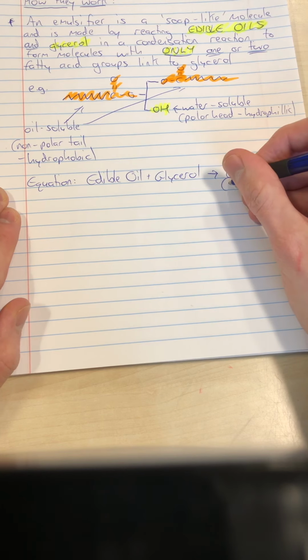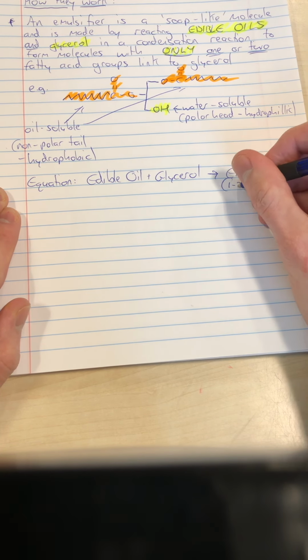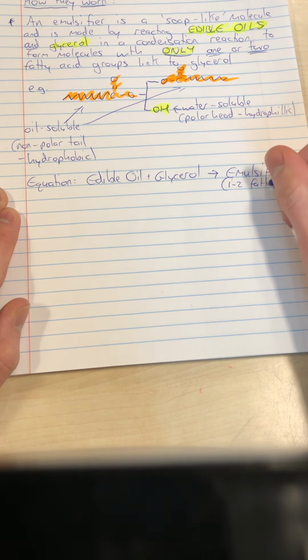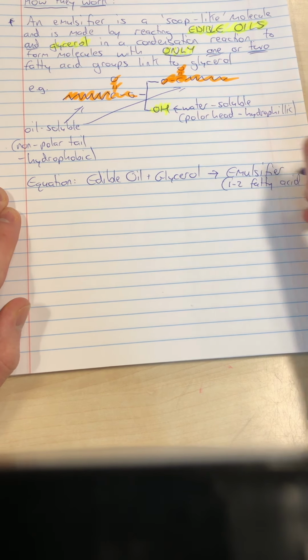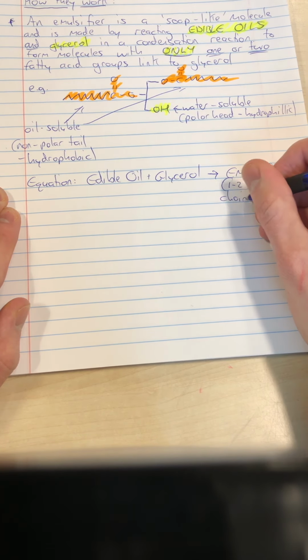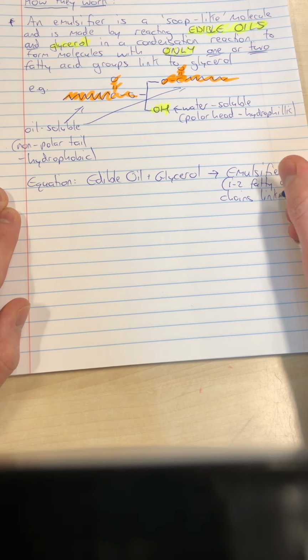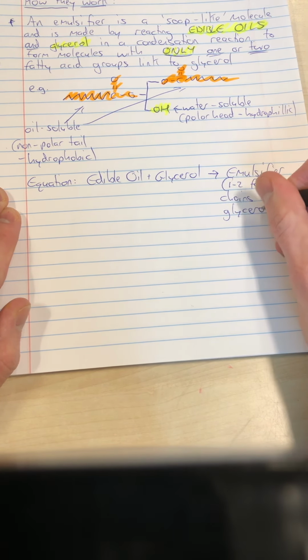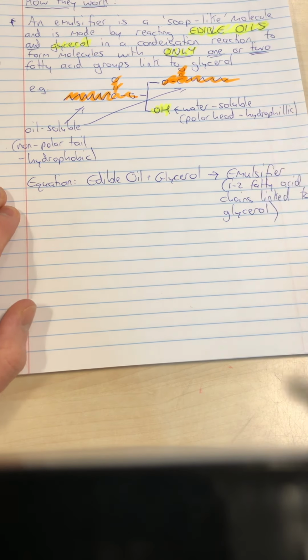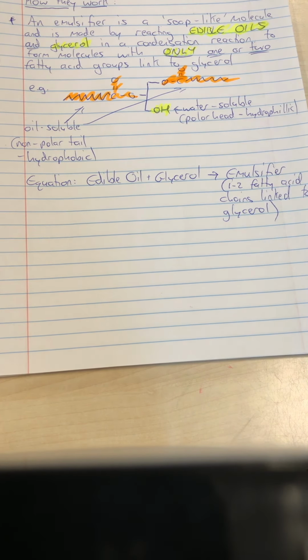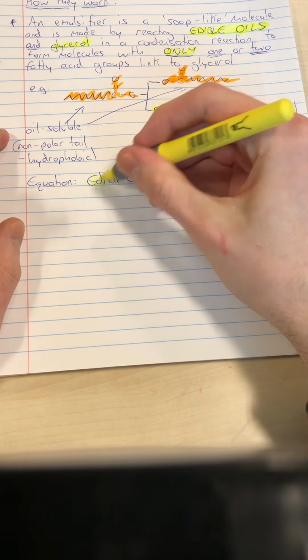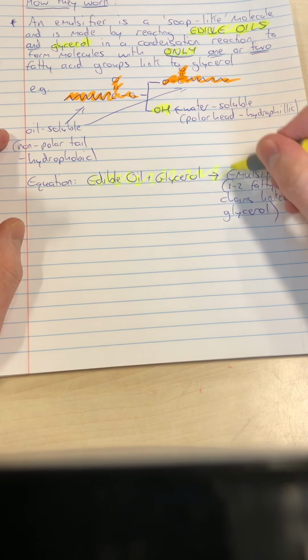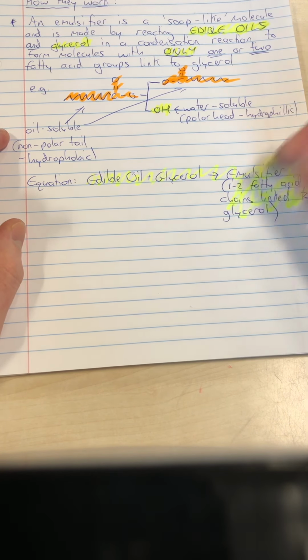Okay, and remember, an emulsifier is one to two fatty acid chains linked to our glycerol. Yeah, propane-1,2,3-triol. So you do need to know that. You do need to know that to make an emulsifier you take edible oil and glycerol.